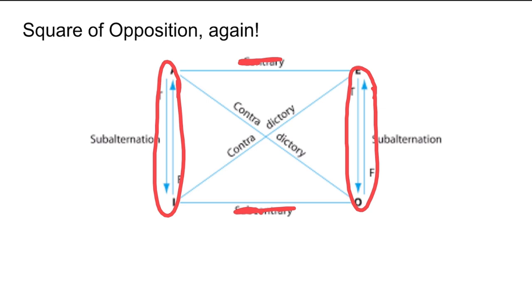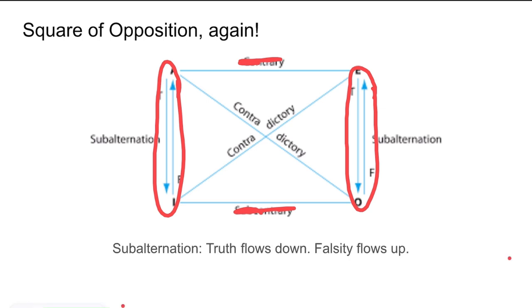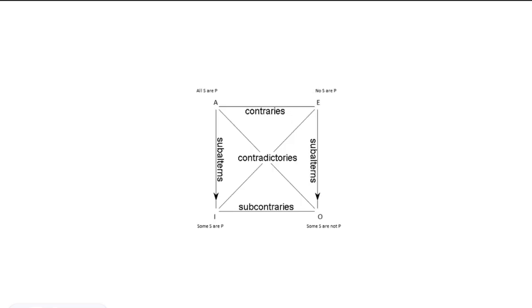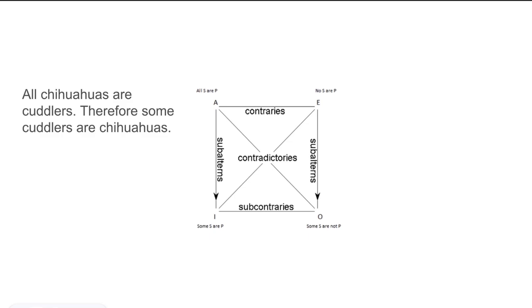Okay, well, I'm going to explain it to you. Subalternation refers to a relationship between A and I statements and E and O statements, okay? Where the truth flows down, falsity flows up. Again, Caroline, what are you talking about? Let me show you. So now we have a little bit more of a polite square of opposition, okay? And I'm gonna show you an example.